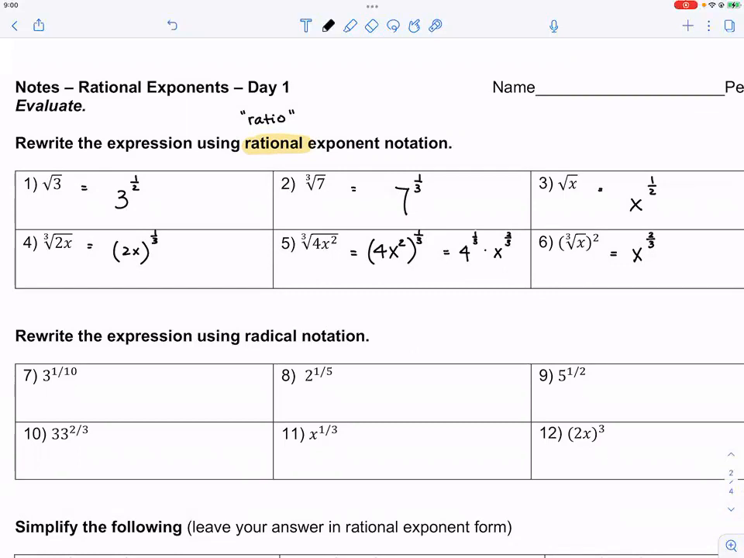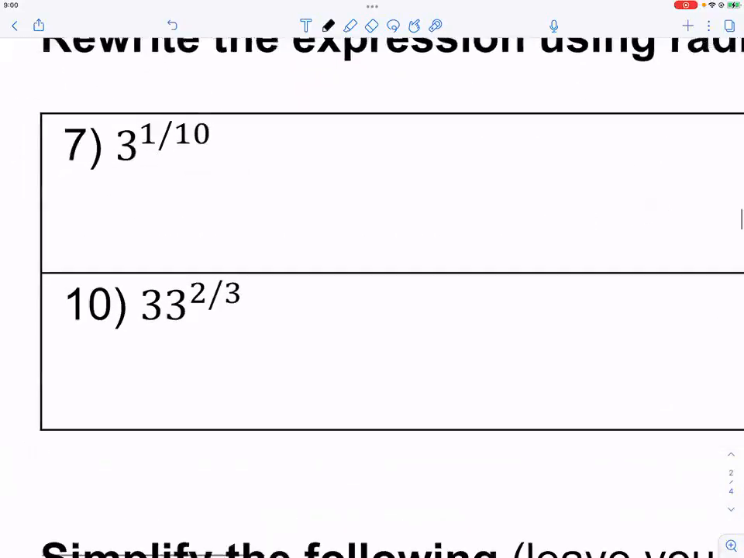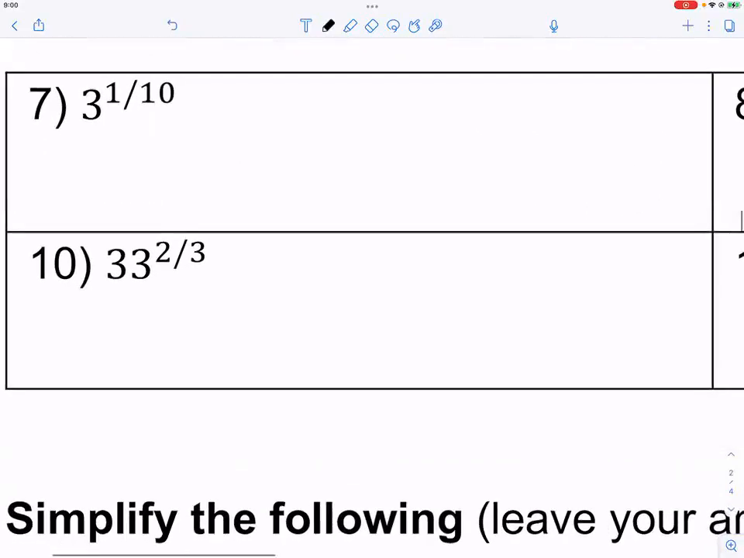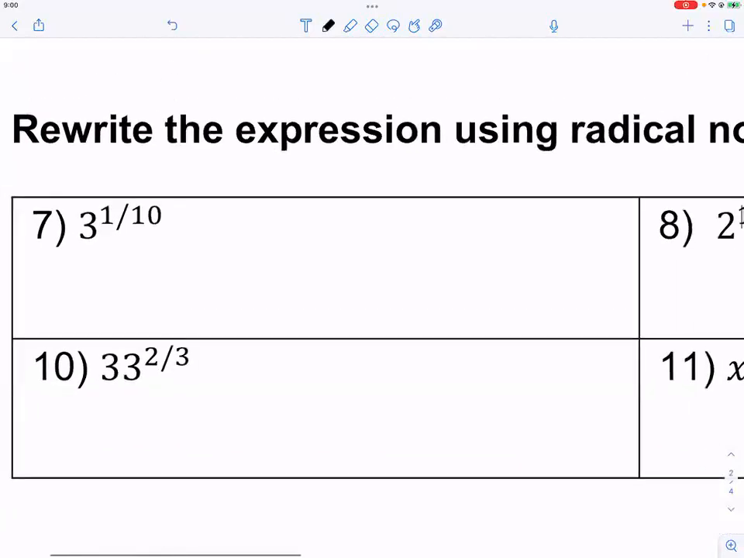The next section is to do the other way around. So we have the exponents there, and we say, hey, can you express the radical? Okay, radical, it's like the root, with the n as the index. So when we have 3 to the 1/10 power, how should you rewrite it? This would be the 10th root of 3. Okay.